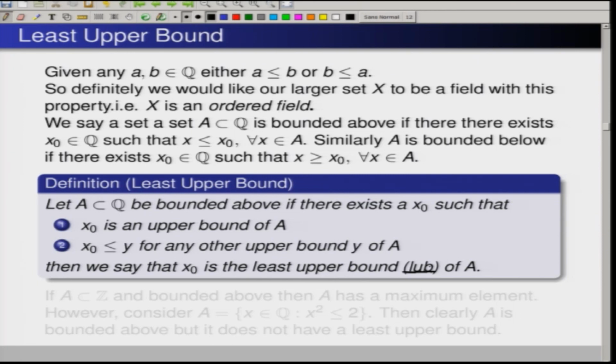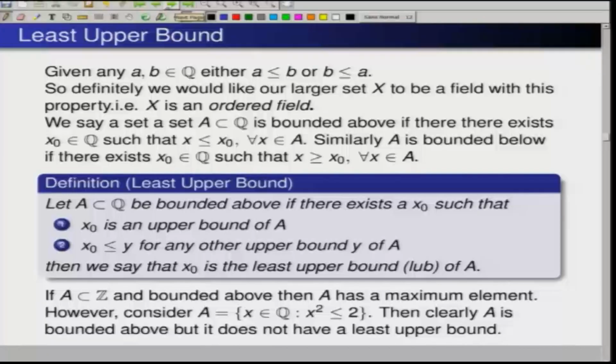Now, let us look at some examples. If A is contained in the set of integers and is bounded above, that means there will exist some integer n for which all the elements of A lie to the left of this. Then obviously you can see that this A is going to have a maximum element.